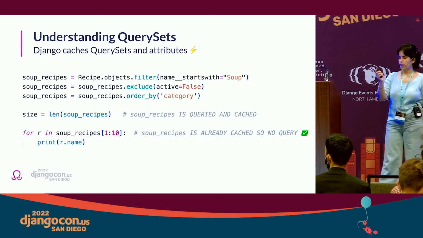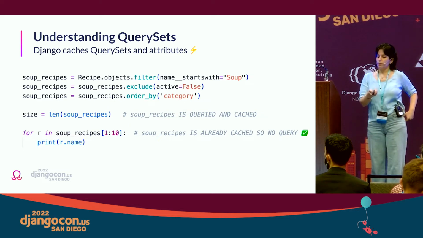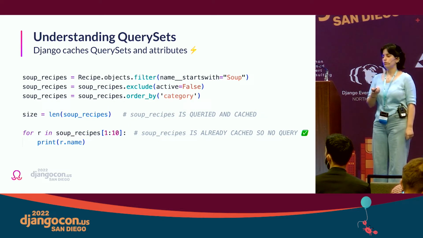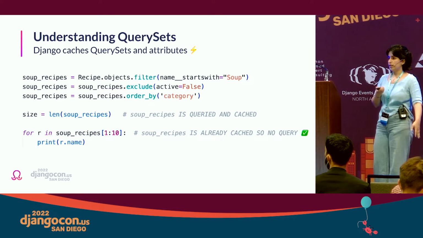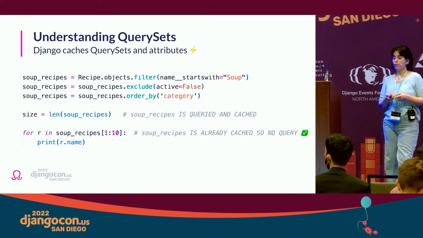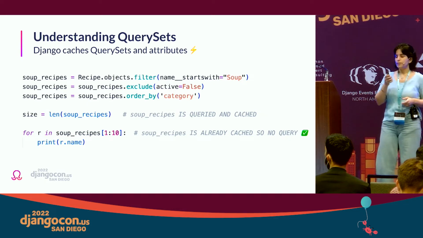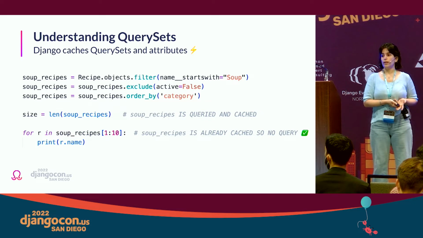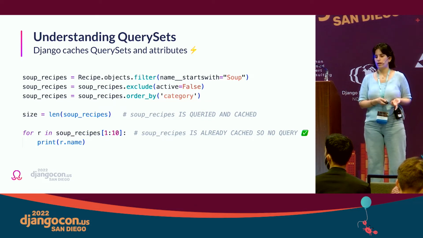In this case, I'm performing the same operations. I'm checking the length. That is going to check the database because I don't have the data already stored in the cache. It's going to store it. And then when I perform the loop, the data is already cached, so I don't have to perform another database query.